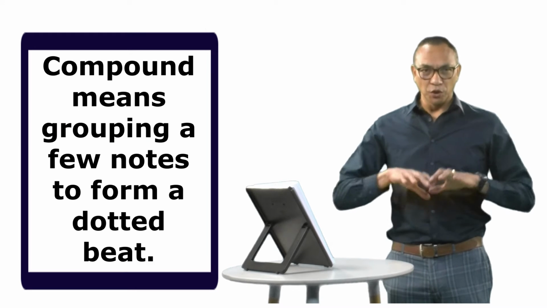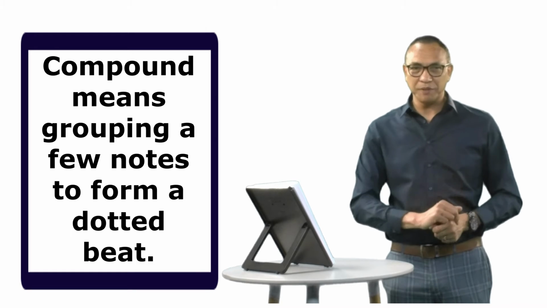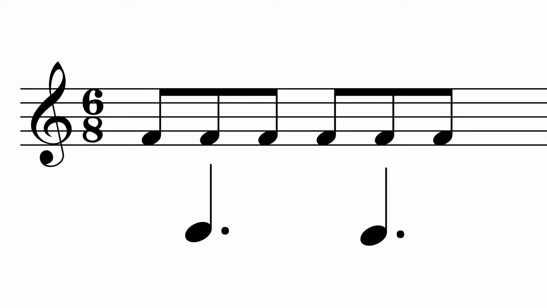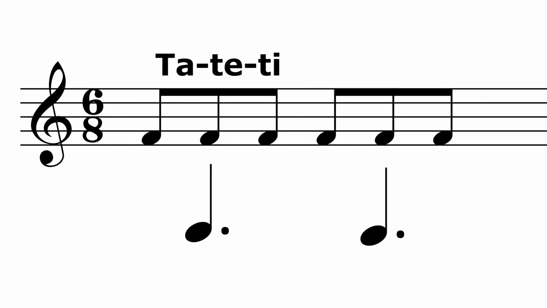Compound means grouping a few notes to form a dotted beat. Remember in 6/8 time we grouped 3 quavers called the tateti to form the dotted tar beat, and we had 2 of those groups in 6/8 time because 6/8 means 6 eighth notes which formed 2 beats in a bar.